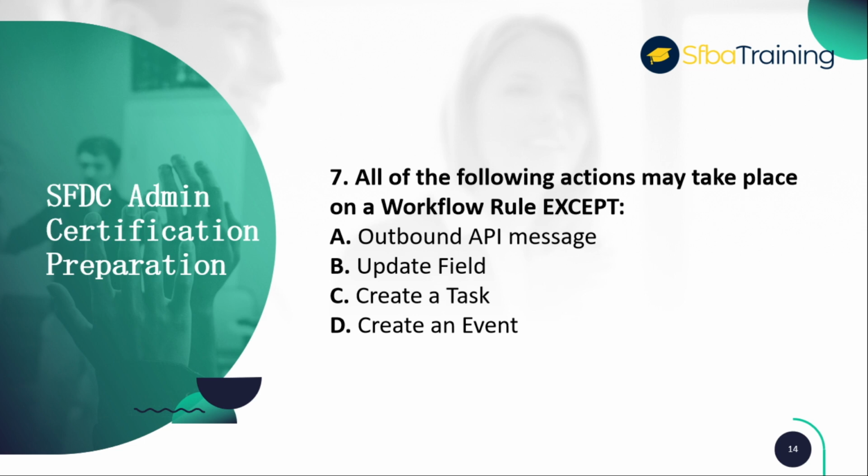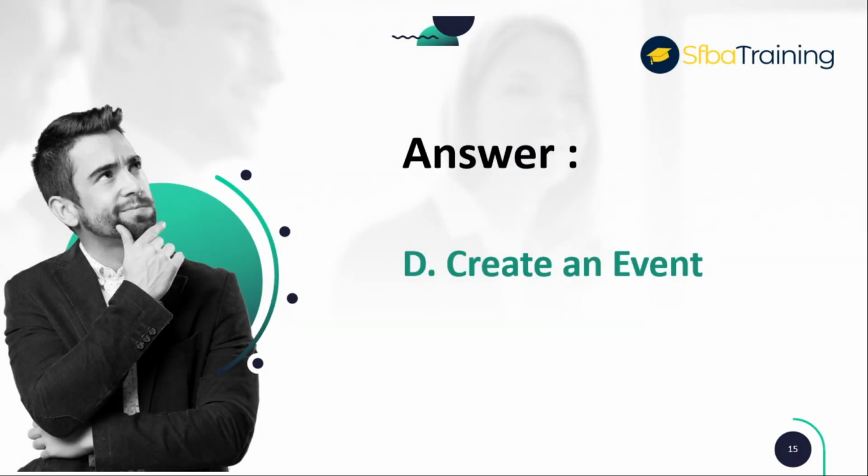Number 7. All of the following actions may take place on a workflow rule except A. Outbound API message. B. Update field. C. Create a task. D. Create an event. The answer is D. Create an event.